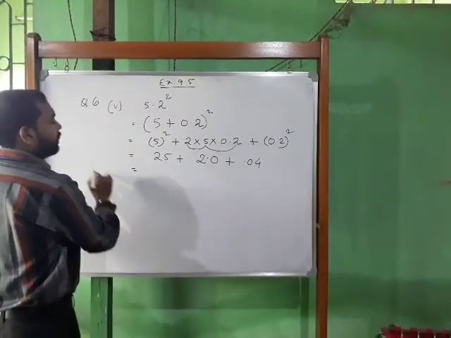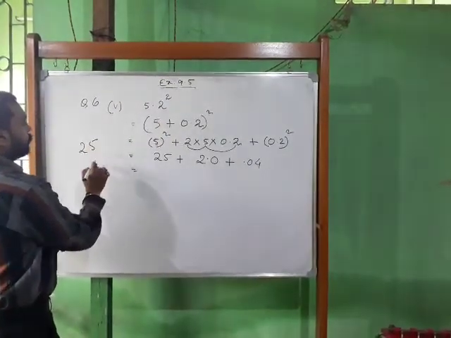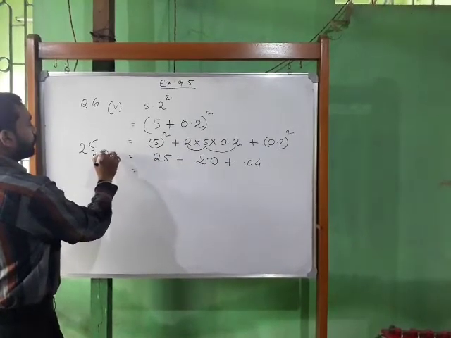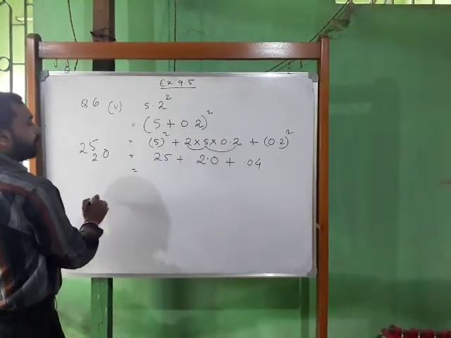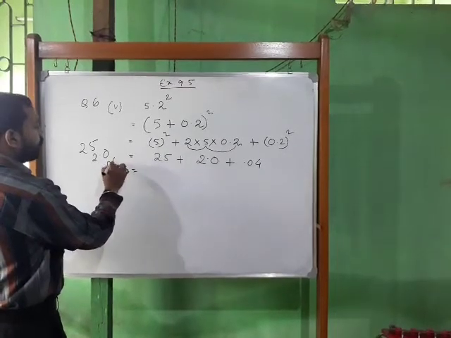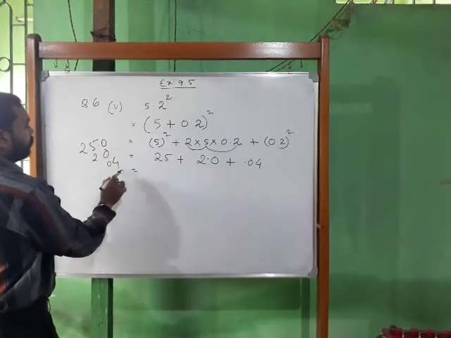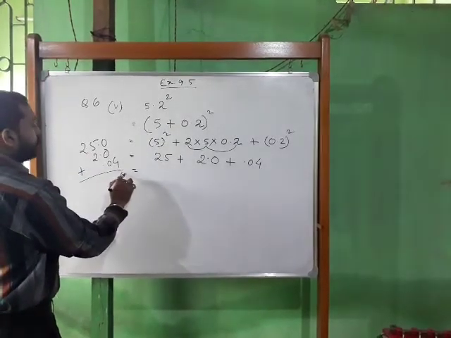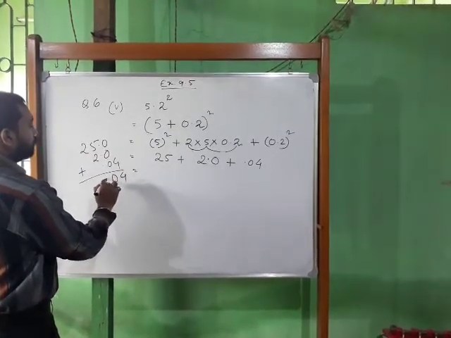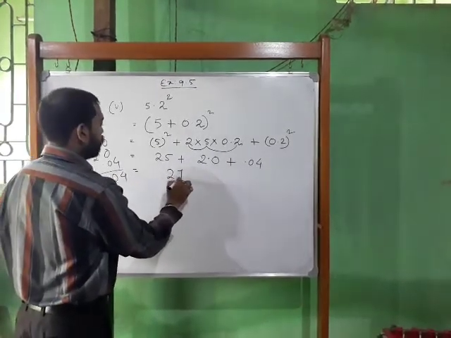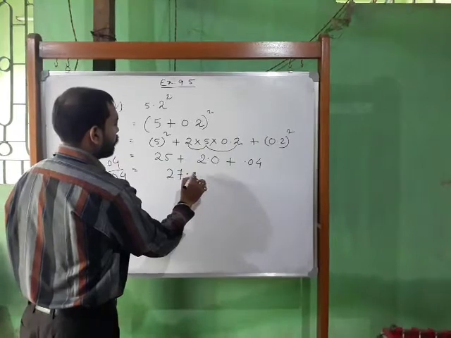Now you add these numbers: 25, then 2.0 and 0.04. We can write 25 as 25.0. Now you add, so it will become 27.04. So the answer is 27.04.